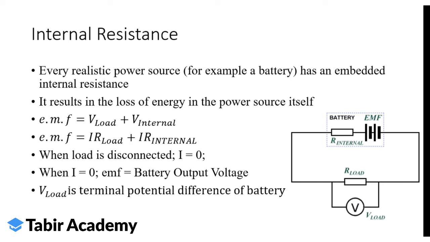That means if we connect a voltmeter across the battery terminals, we will get the exact value of EMF in that scenario. Sometimes we also call V load the terminal potential difference of the battery.